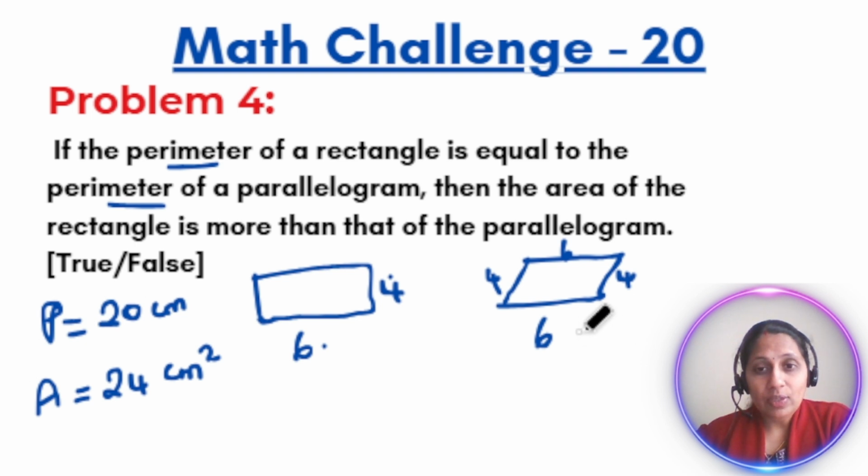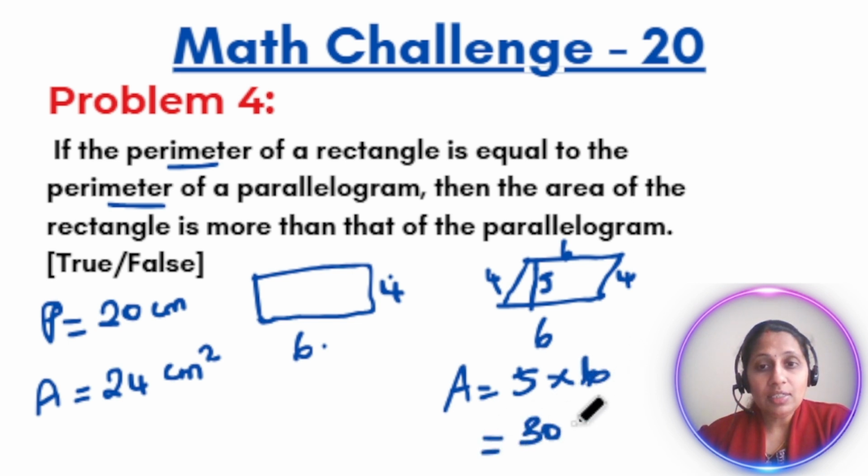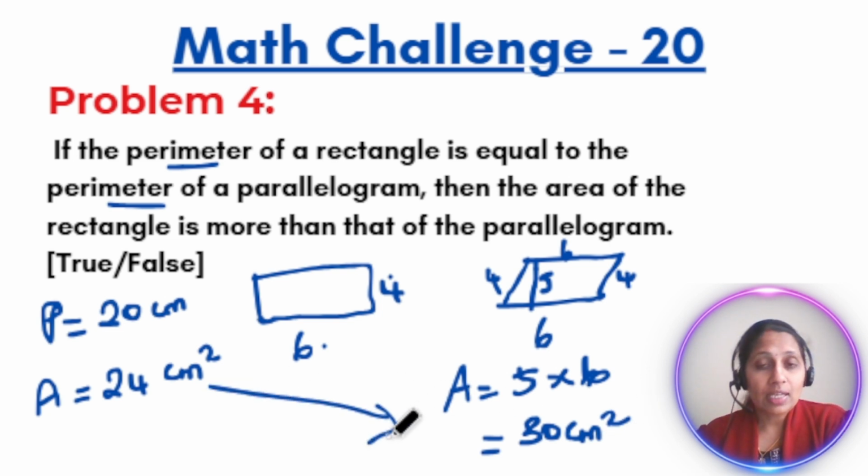And now coming to the parallelogram. Suppose take the height as 5. Then though the perimeter is 20 here also, the area of this parallelogram is 5 times 6, which means the area is 30 centimeter square, meaning that the area of the parallelogram is more than that of the rectangle. So the area of the rectangle is not always more than the area of the parallelogram. So this statement is false. Here there are no calculations involved, but still you have to think logically and do it, right?